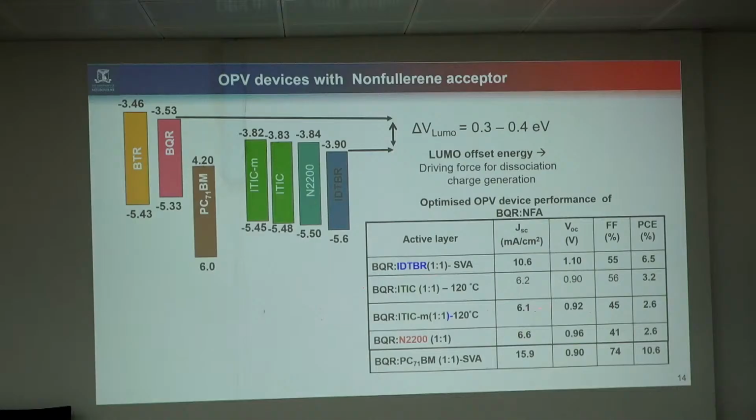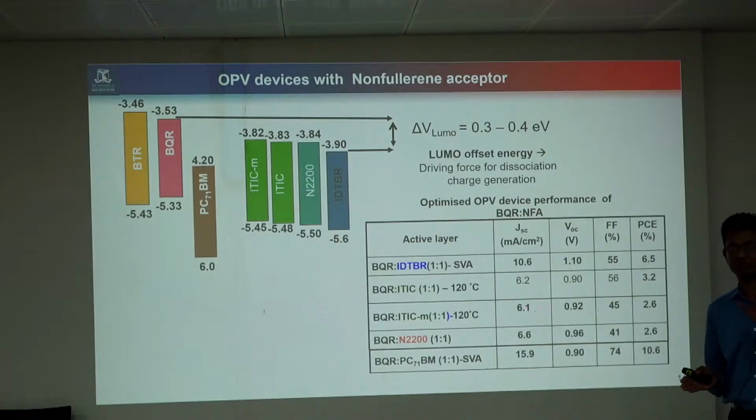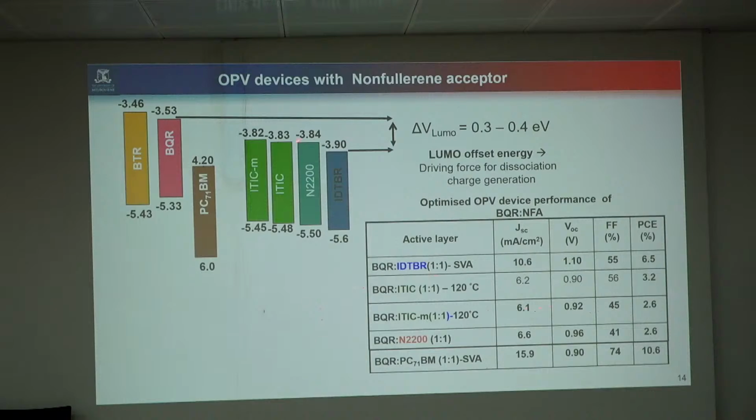So this will show why charge generation, in other words, how to maintain the offset between the LUMO level of donor and LUMO level of acceptor is very important in charge generation, and how it affects the device performance, you can see from here. Okay, so all these three are gone because it's a lower offset.